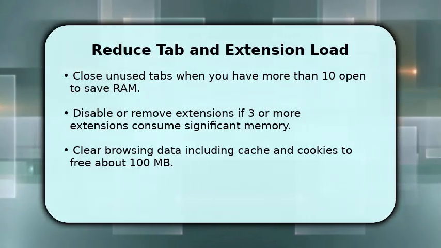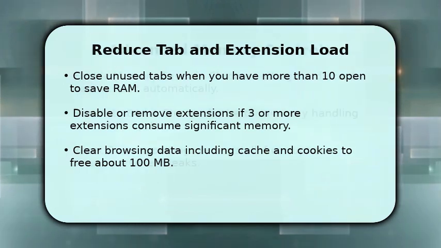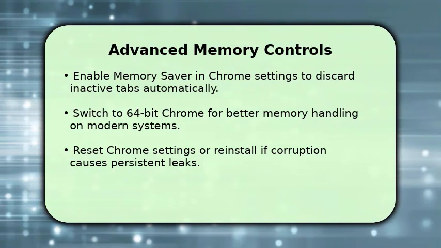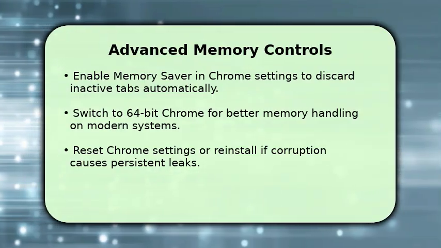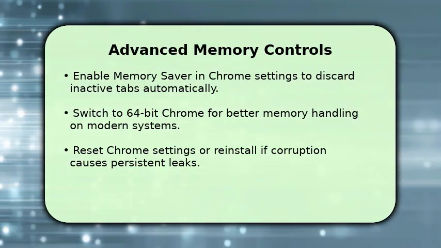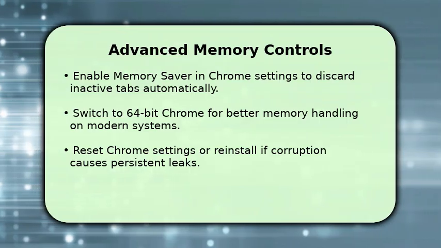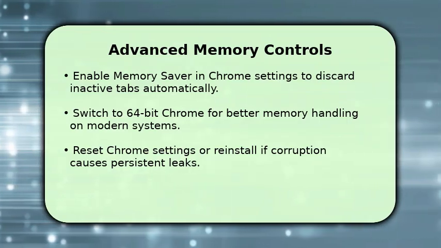Enable Memory Saver in Chrome settings so inactive tabs are discarded automatically. This reduces background RAM by reclaiming memory from unused tabs without losing tabs. Consider switching to 64-bit Chrome for improved memory handling on modern systems.